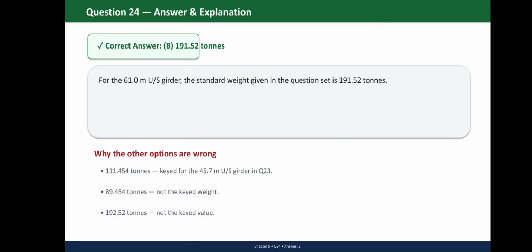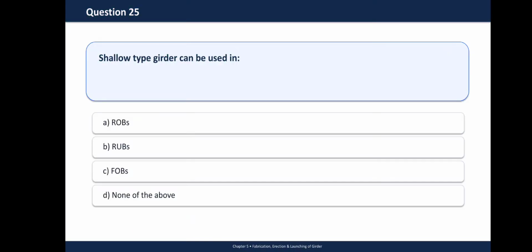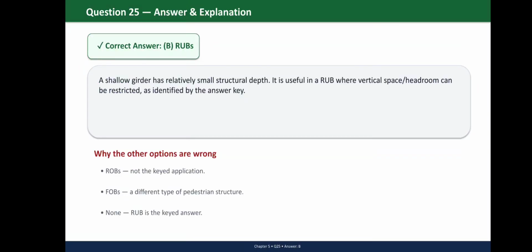Question 25. Shallow type girder can be used in. Options: A. RRBs, B. RRBs, C. FOBs, D. None of the above. Correct answer is B. RRBs. Explanation. Shallow type girders are used in road underbridges where vertical clearance for road traffic below the track is restricted.